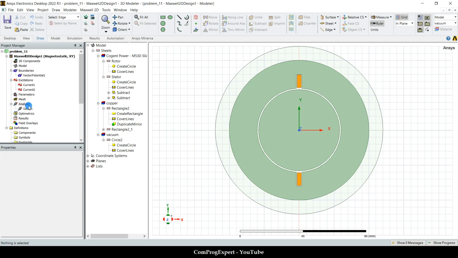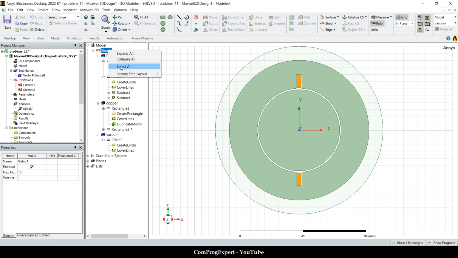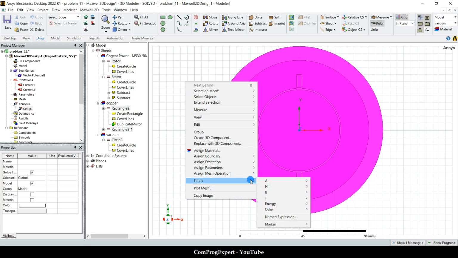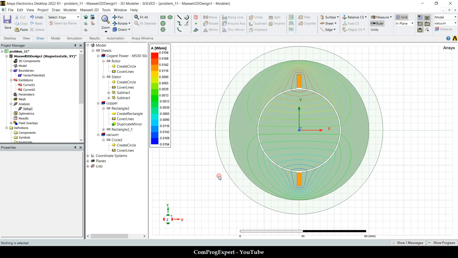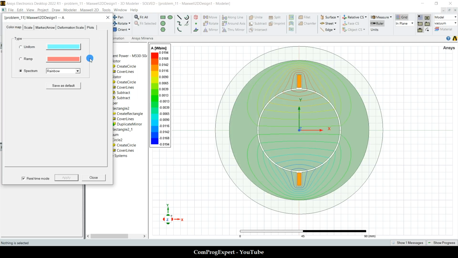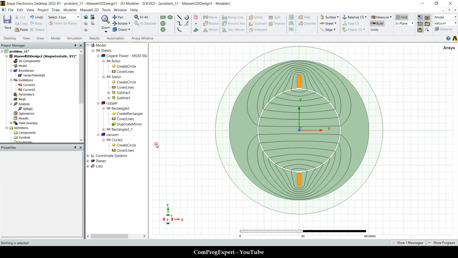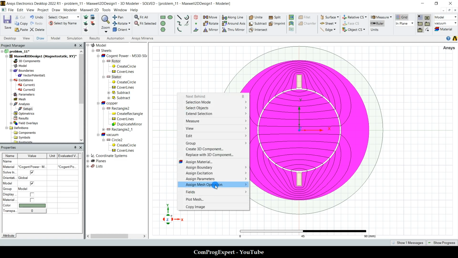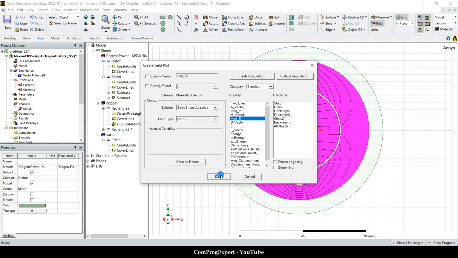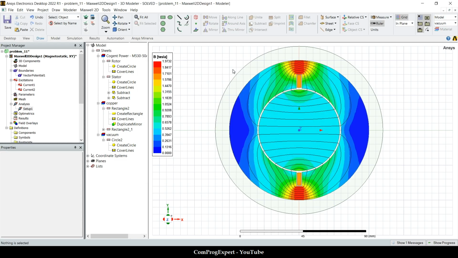Okay, so analysis setup, analyze. We can calculate the field generated by the stator coil. So here, plot flux lines, uniform. You can see the flux lines and also the rotor and stator. We can plot the magnetic field B.